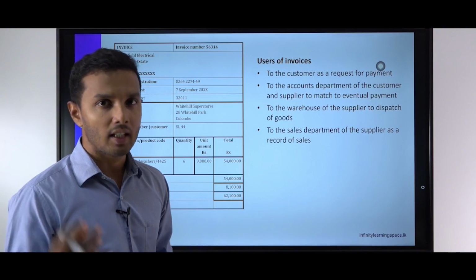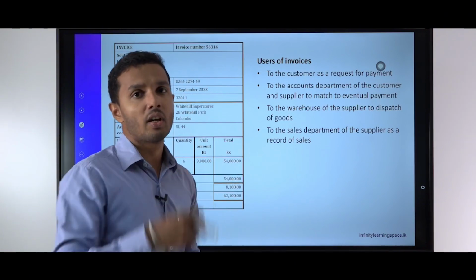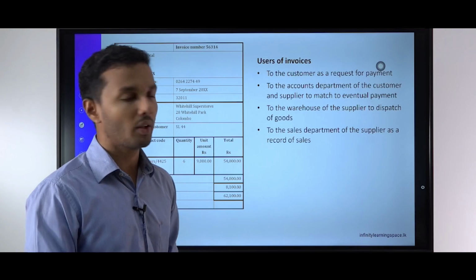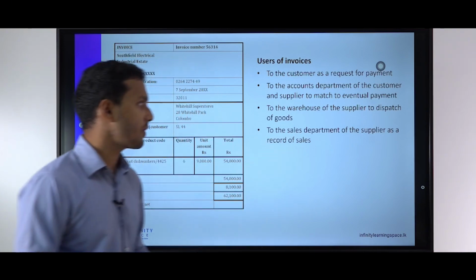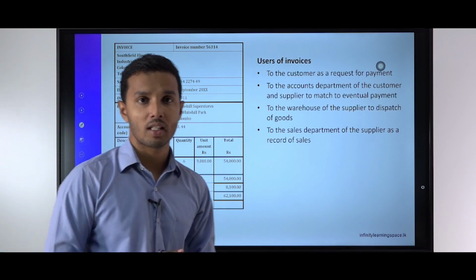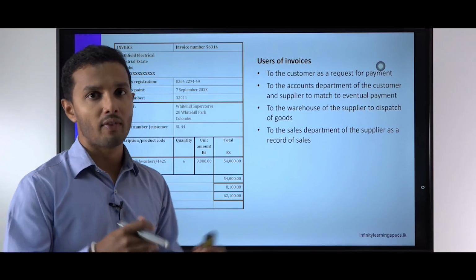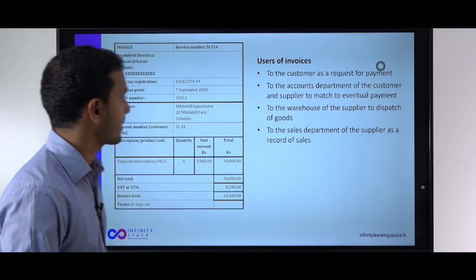So then the invoice will trigger the warehouse, or will tell the warehouse, to actually deliver the goods. The invoice also goes to the sales department of the supplier as a record of sales. So the supplier's sales department will look at the sales invoices as evidence of sales when they want to keep track of the sales done by the business, right?